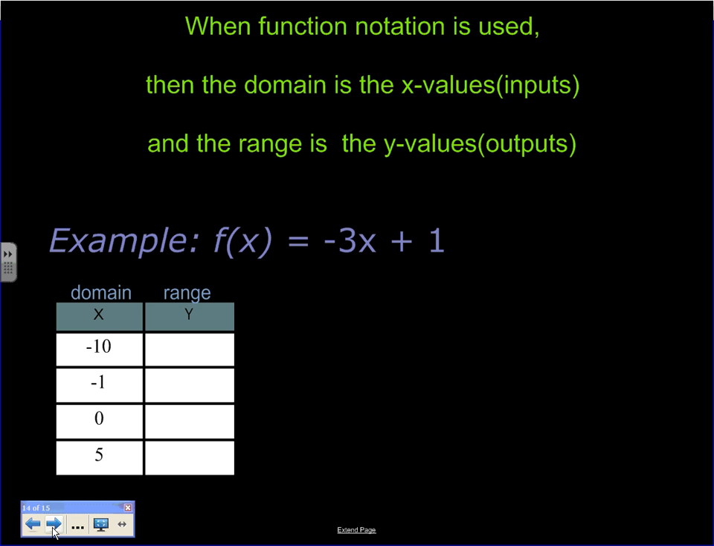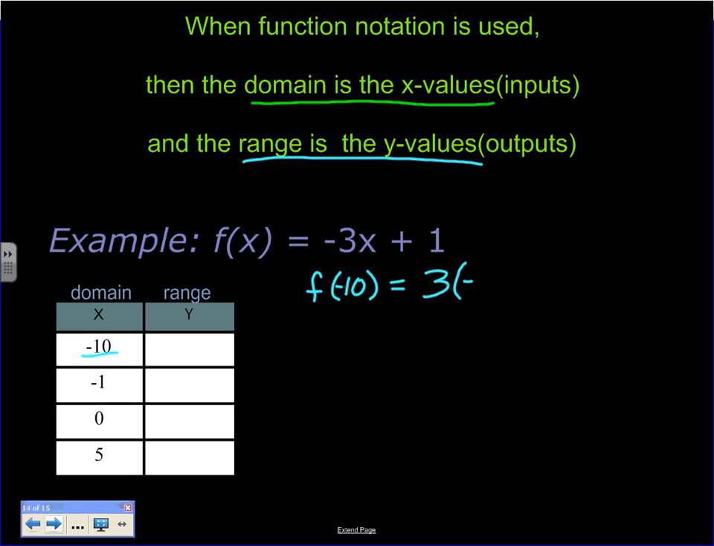When function notation is used, the domain is the x values, which are the inputs, and the range is going to be the y values. So how do we do this? Well, if we're going to use negative 10 for our x value, we write this as f of negative 10 is equal to negative 3 times negative 10 plus 1. What we've done is just substitute negative 10 in for x.